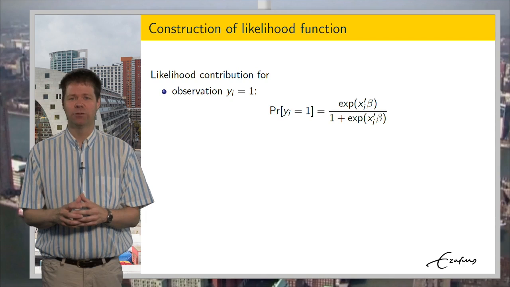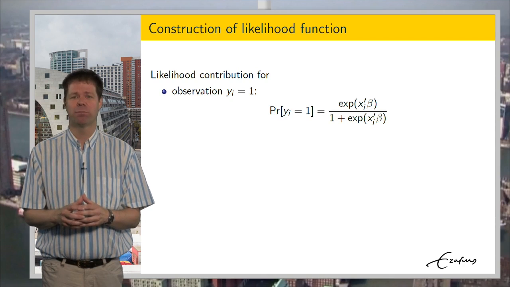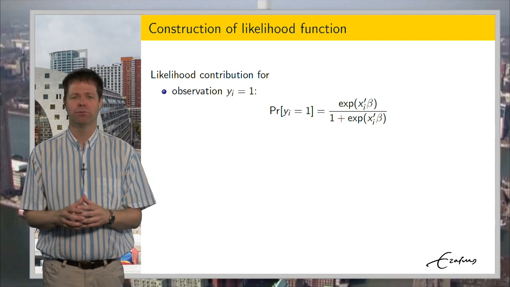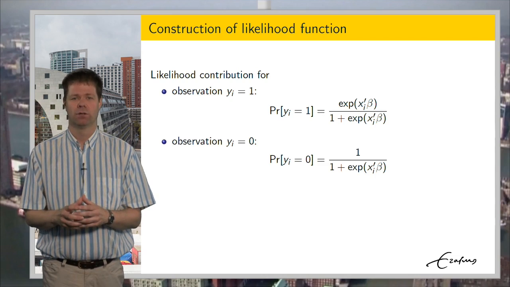To construct the likelihood function necessary to estimate the beta parameters, we first consider the probability of getting an observation yi. This is called the likelihood contribution of observation i. The probability of getting a 1 for this observation is of course the logit probability. The probability of getting a 0 for this observation is 1 minus the logit probability.